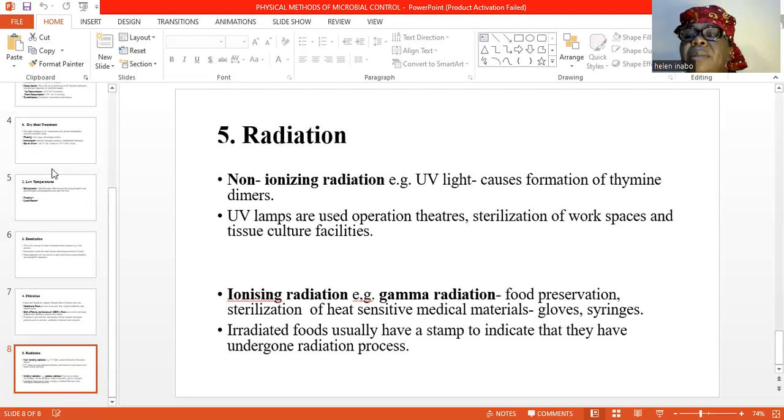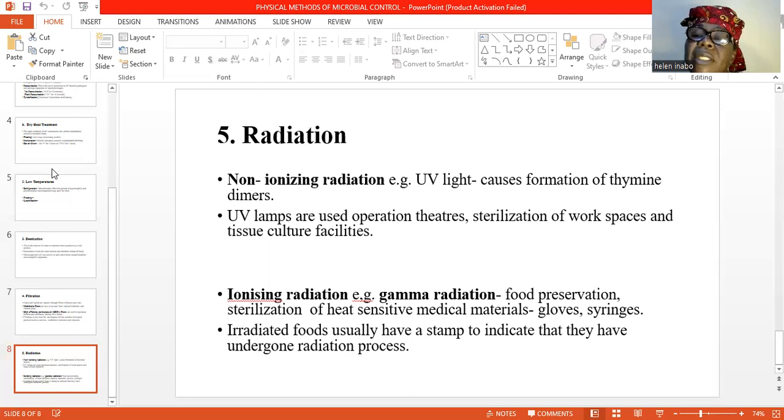It's also important to mention that UV light causes damage to the skin and eyes of humans. So it's important that UV lamps that are used in operation theaters, sterilization of work spaces, and tissue culture facilities should be switched on only after the operator has gone out.